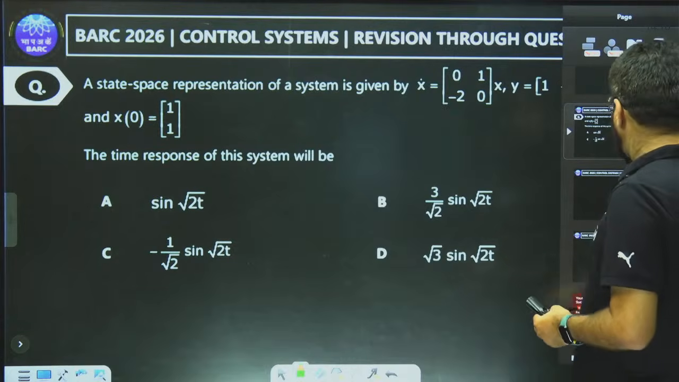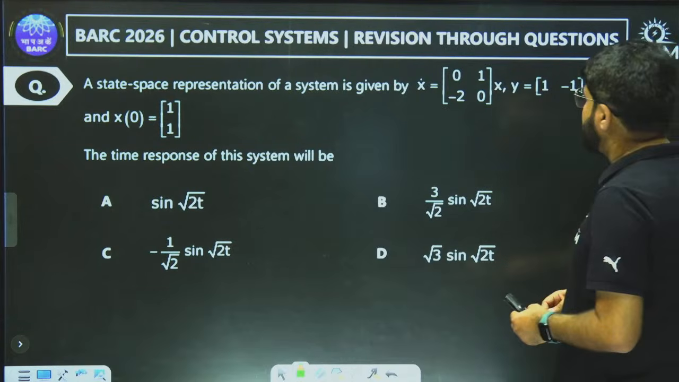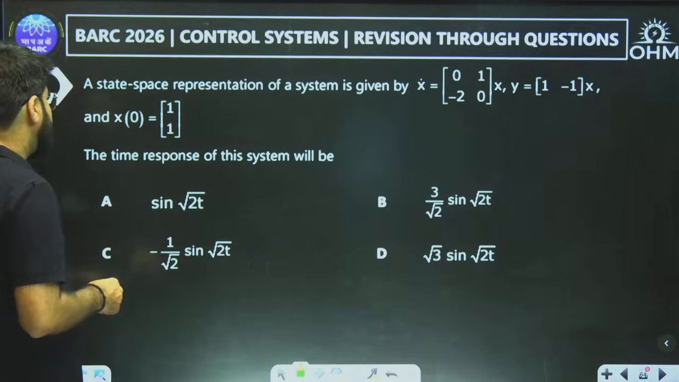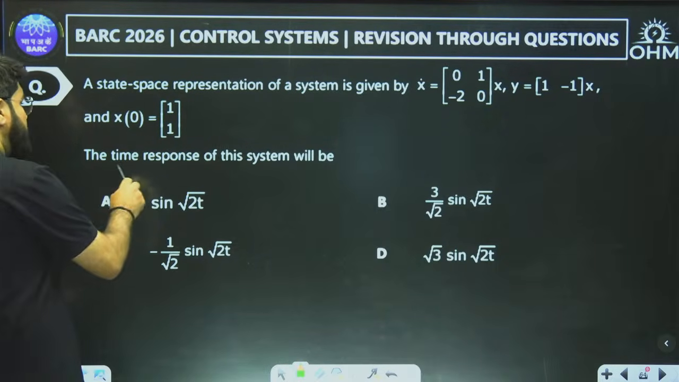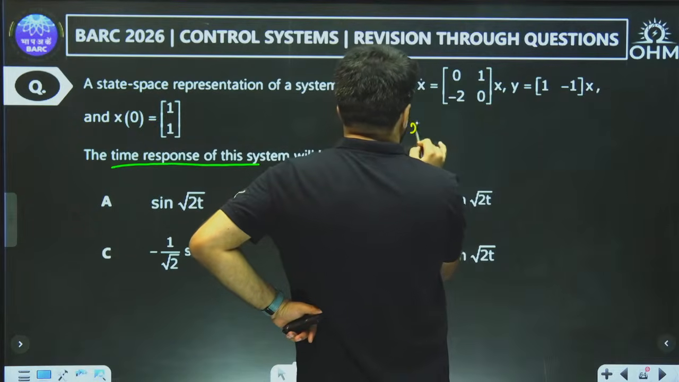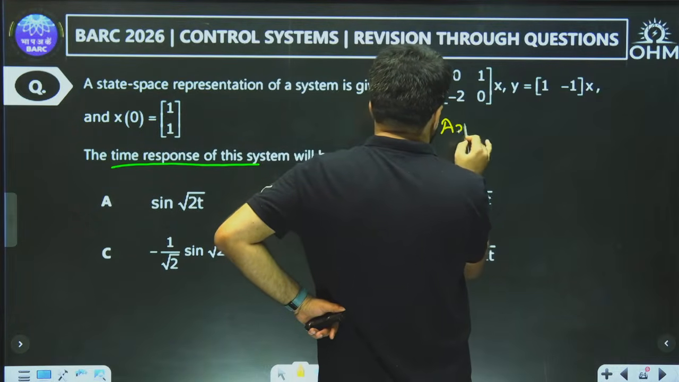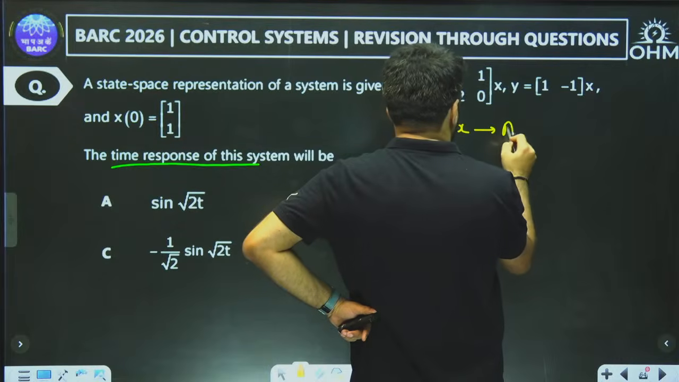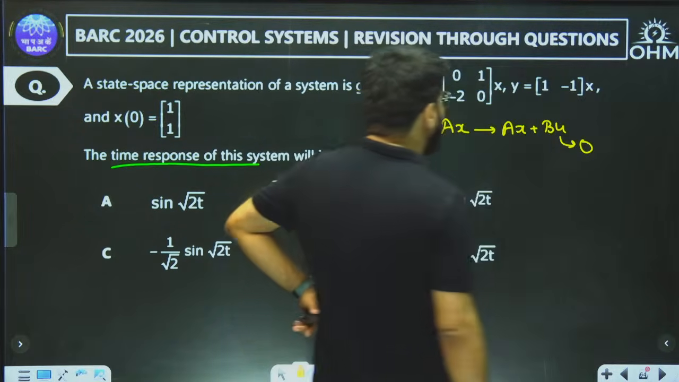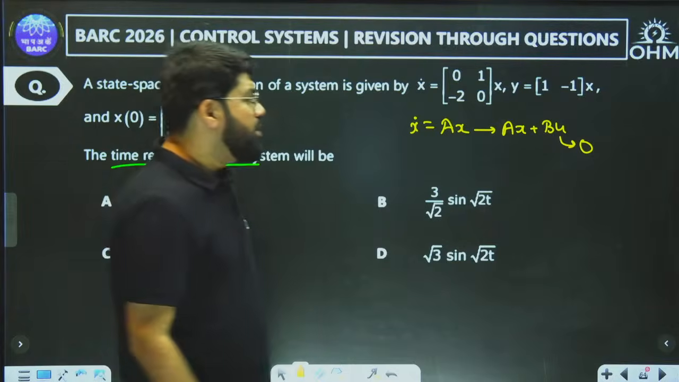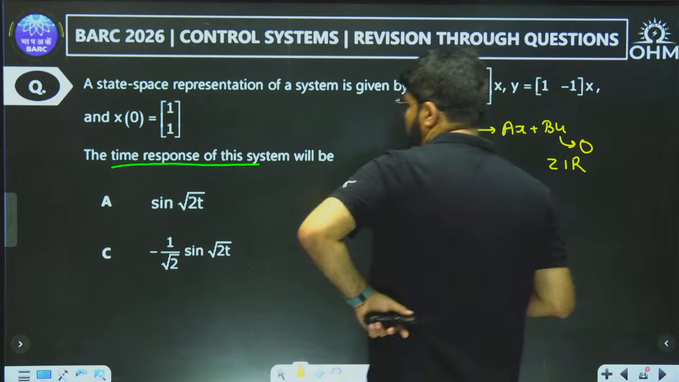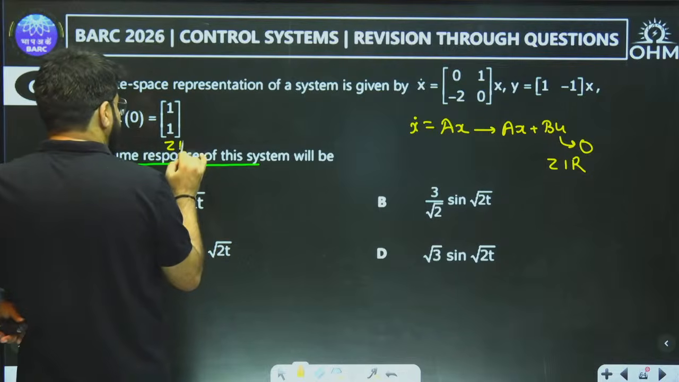The state representation of a system is given to you, x dot equal to Ax and y equal to Cx, and x0 initial state is given, time response of the system. Now you see here, normally what is the system given? x dot equal to Ax, whereas it should be Ax plus Bu. That means input is 0. And input 0 means which type of response we calculate? ZIR, zero input response. So time response here is ZIR.